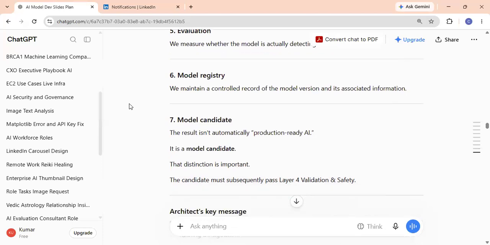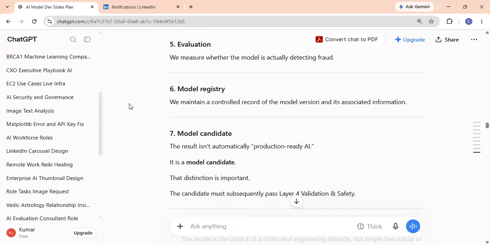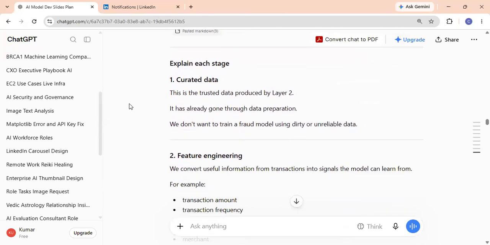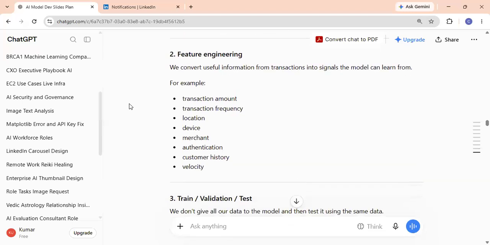We maintain a controlled record of the model version and what is associated with it. Let us say I have a feature, location wise. Location wise tested data will have a different label. Location tested model version 1, in location tested, that is separate. That feature. Then after that, here another feature. Then device wise tested model version 1, version 2, like that.